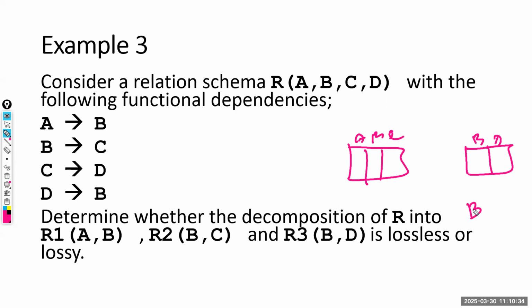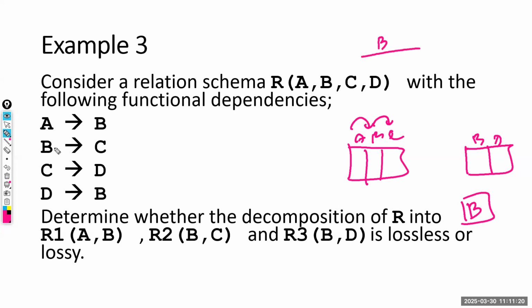Now let's see whether B is a super key of either this table or that table. So therefore, let's take B closure because B is a common field. And remember, B determines C, and C determines D, and D determines B. And A determines B. So remember, A determines B, B determines C, and C determines D. D is not here, and D determines B. Okay. So therefore, what is B closure?